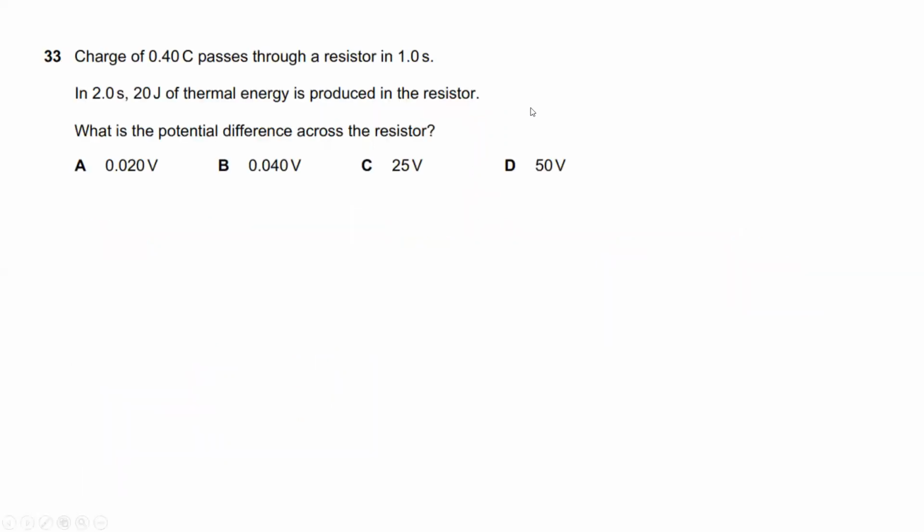Question 33, it says a charge of 0.4 coulombs passes through a resistor in 1 second. In 2 seconds, energy of 20 joules of thermal energy is produced in the resistor. What is the potential difference across the resistor? So remember, power is given as energy produced or work done per unit time. Work done is 20 joules and time is 2 seconds, so power is 10 watts.